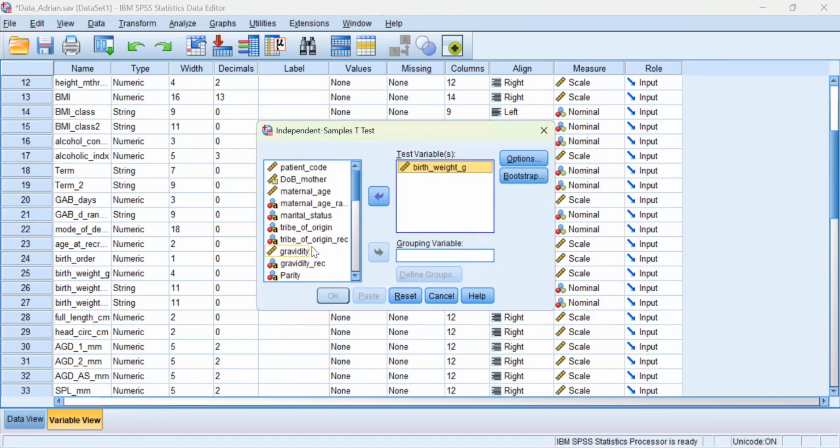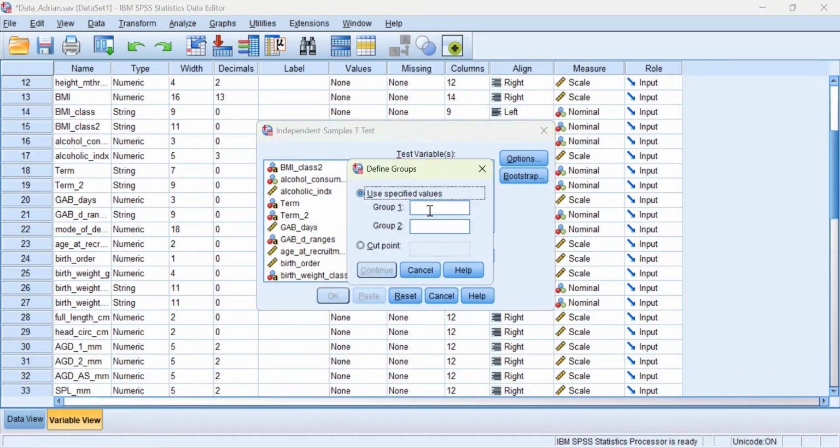Where is it? Is it mode of delivery? I'll send it here. Then when you send it here, you see two question marks in brackets. In this case, they're asking you to define your groups. How did you code those groups? You click on it and it says group 1. How did you code group 1? You gave the code 1. How did you code group 2? You gave the code 2.